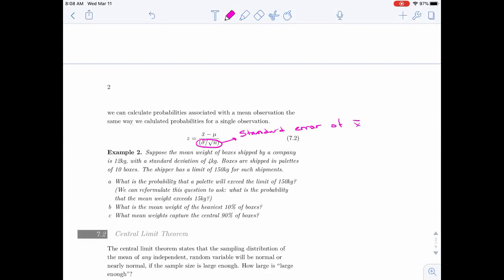So what I'll do is post the solutions to examples 1 and 2, because we did them last day. We didn't do these examples last day, but it's good if you work through these and try your hand at finding probabilities for the means.